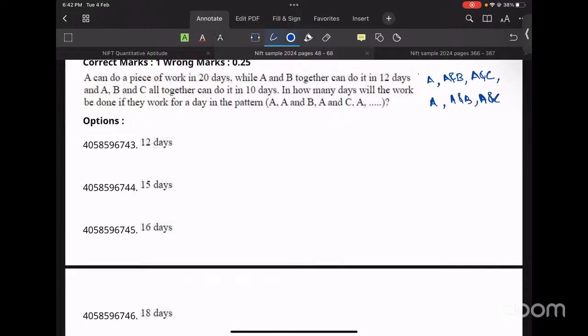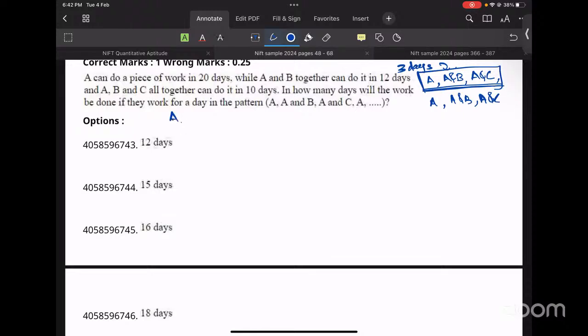Okay. So one unit. This is one unit. So this unit is being repeated. So how many times? See, this is 3 days. One unit equal to 3 days. Okay. So we are going to find the work done in 3 days for solving this question.